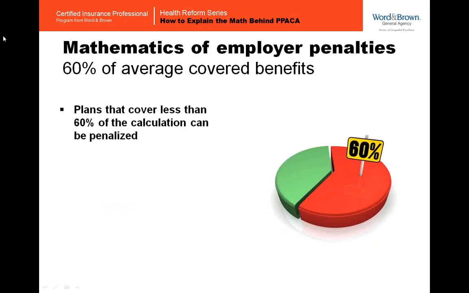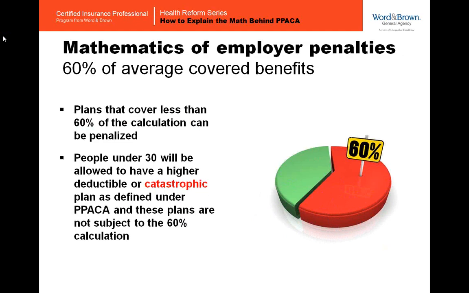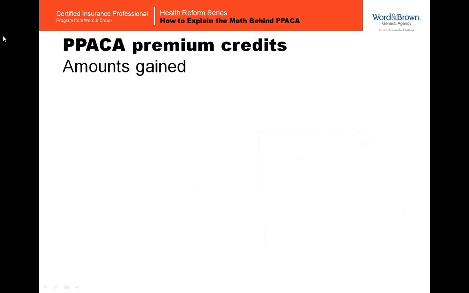The bronze plan is going to cover 60% of the calculation, and as long as it does that with minimum essential benefits and doesn't violate the 9.5% of the guy's pay on affordability, then that is called an affordable policy, and most of those penalties can be avoided. As we described in one of our earlier sessions, there will be a small category, what we call catastrophic or high deductible policy, which may fall under 60%, but that will be for people under 30 only. And the carriers will come out to us with more information about that.